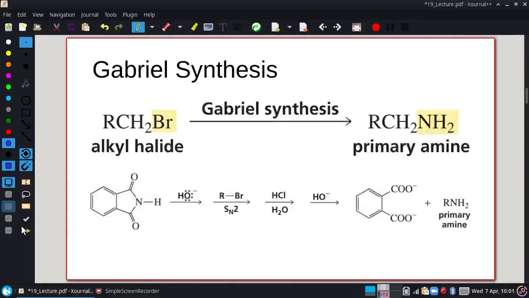And Gabriel synthesis was yet another way to make an amine. It had a lot of versatility, a lot of good yields, but it needed a primary alkyl halide, and you turn that into a primary amine.